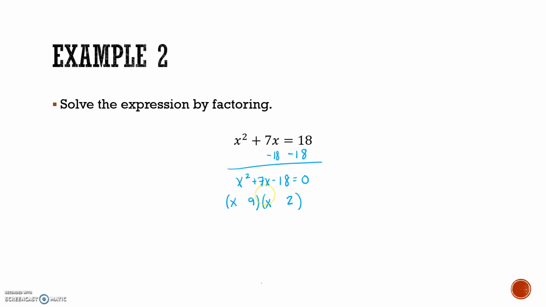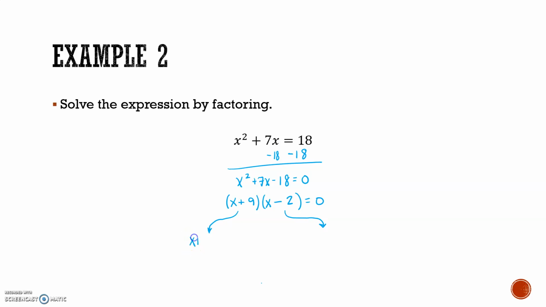And this one goes with, they're different signs, and the positive goes with the bigger number. Now, if we were factoring, we'd be done, but we are solving. So now what I'm going to do is write each set of parentheses set equal to 0.